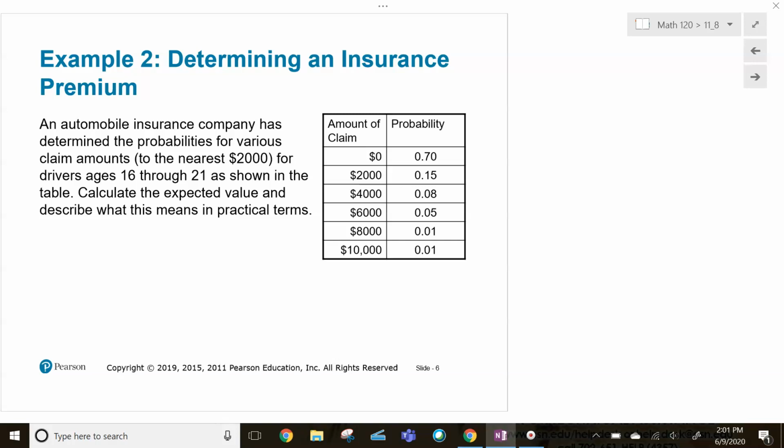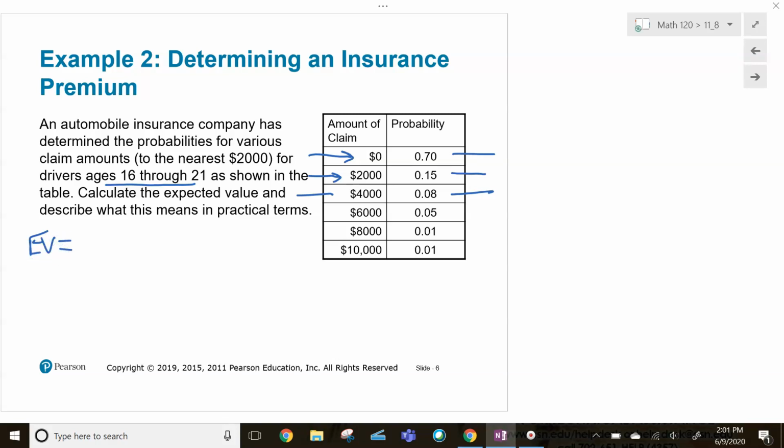All right, how about this situation in determining insurance premiums? An automobile company has determined the probabilities for various claim amounts. For drivers ages 16 through 21, the probability in that year of claiming nothing is 70%. But the probability of a $2,000 claim for these risky drivers is 15%. The probability of a claim for $4,000 is 8%, and so on. So what's the expected value here?